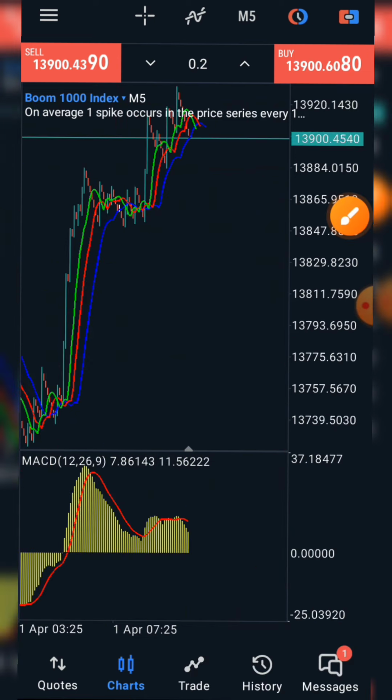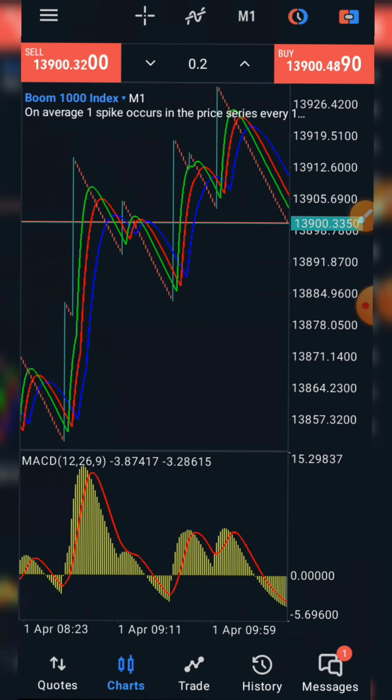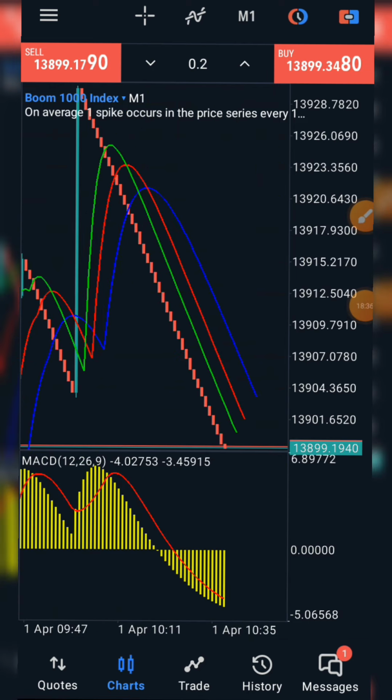Please let me warn you. If you're trading with this indicator or this strategy, please do everything you can. Don't stay for a long time. Look at your 1 minute time frame. Don't stay for a long time. Anytime you see all those things, you have to do this thing immediately.